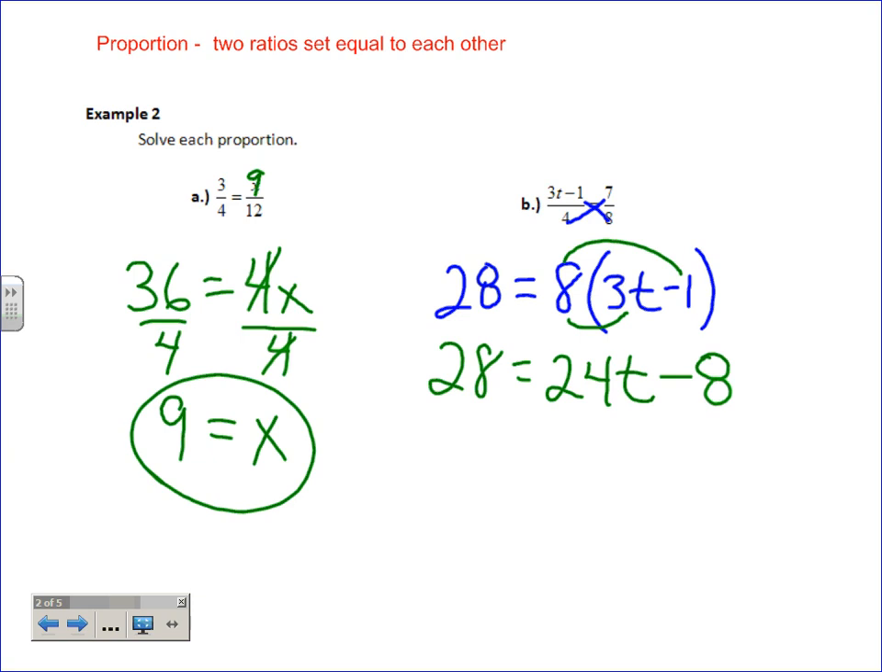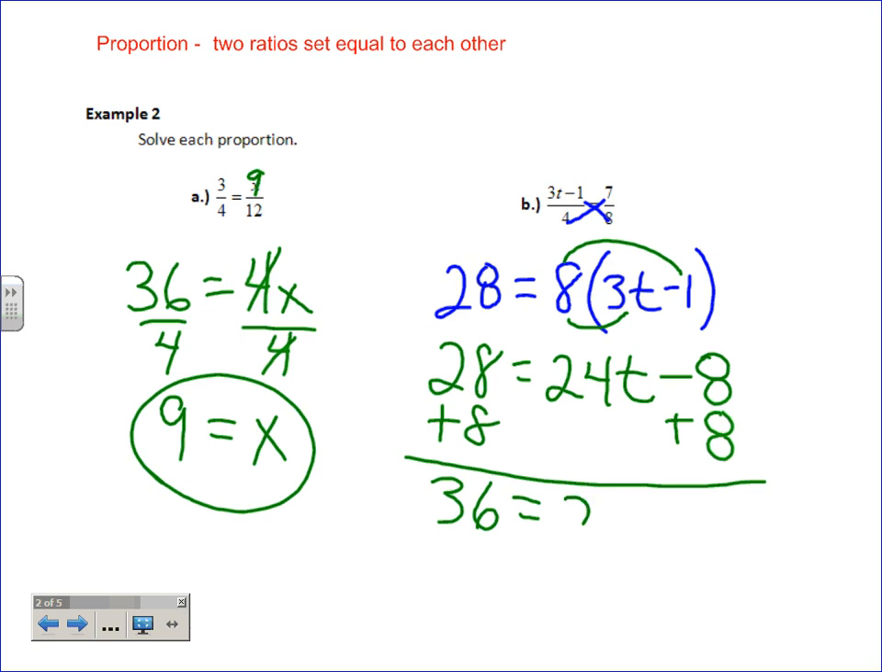So probably the best way to solve this then is to get the numbers together. So let's add 8 on over here. So this side ends up being 36, yep, equals. Did we do anything to the 24t? No. So let's leave that right there. And the 8's cancel.